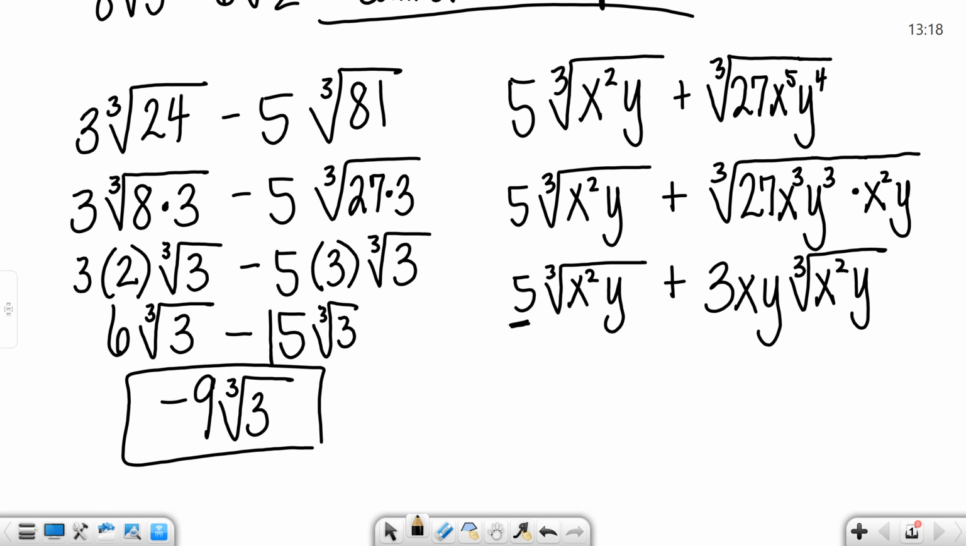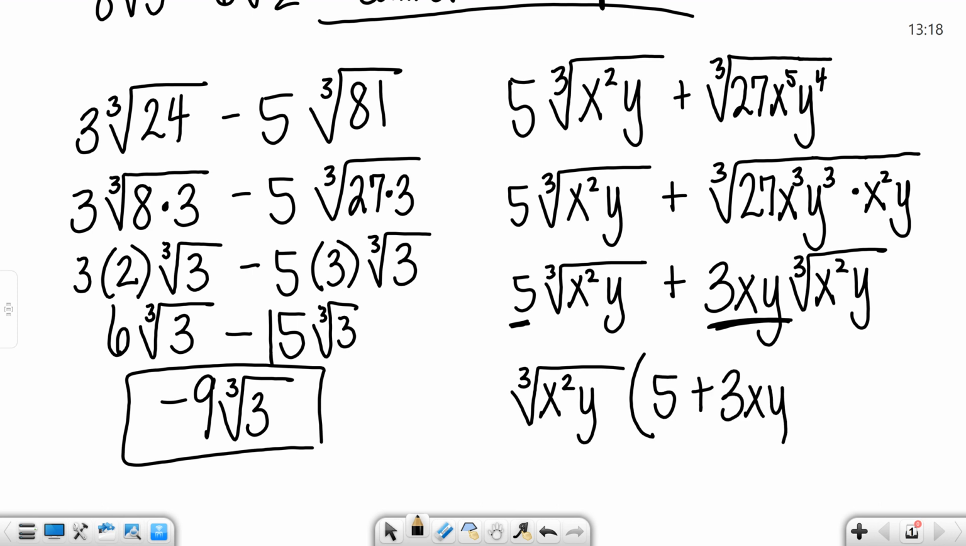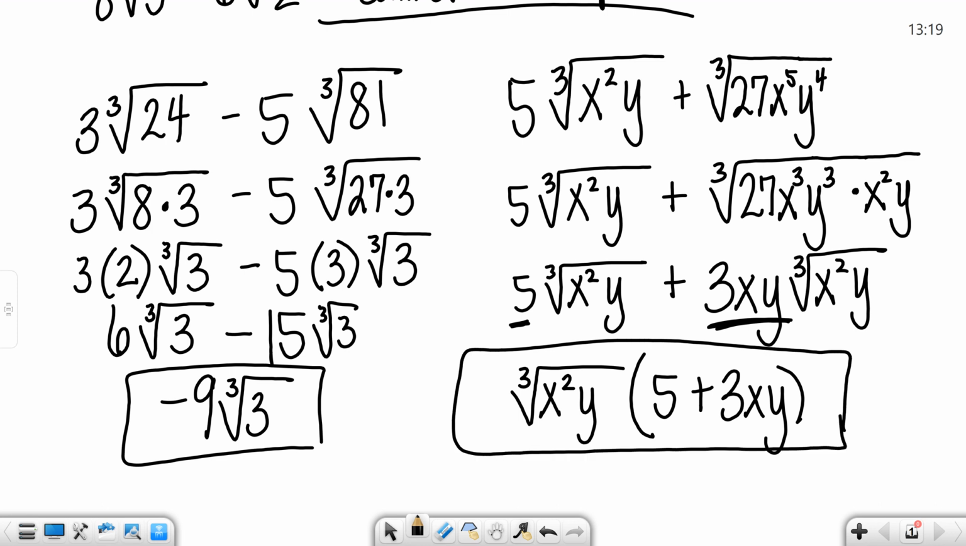But this 5 and this 3xy, I can't add those together. So they really aren't like terms. This is one of those where my math lab is going to want you to factor out the common factor. They both do have that cube root of x squared y. And then we would be left with 5 plus 3xy.